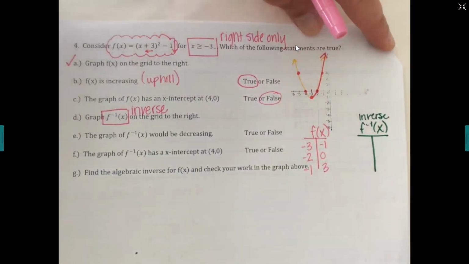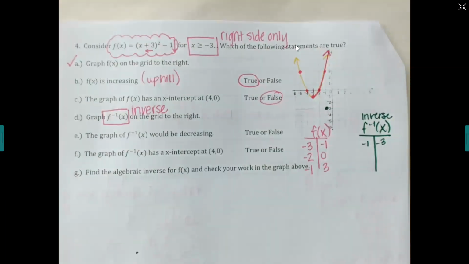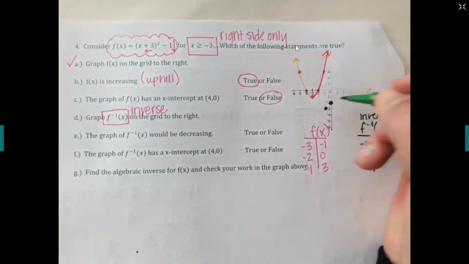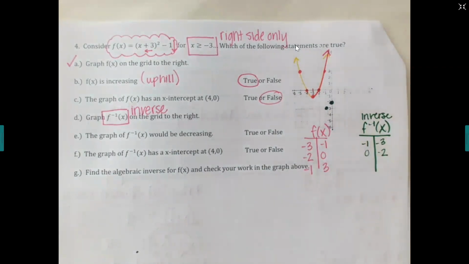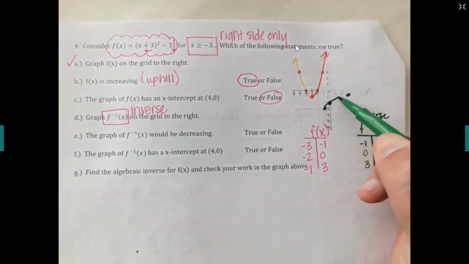So what will my first point be? -1, -3, good job, Anaya. Okay, next ordered pair, what'll it be? 0, -2. That would be here. And then we need that last one was a -1, 3, now it's a 3, -1. Like that. Okay, and then I'm gonna draw my graph.